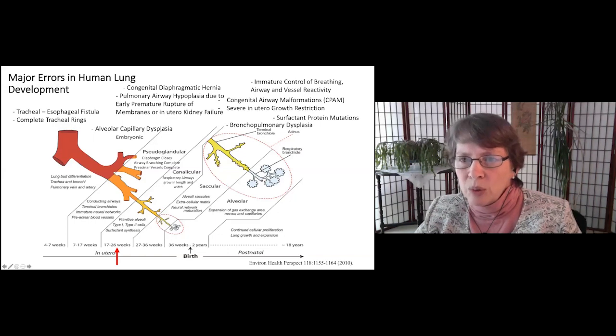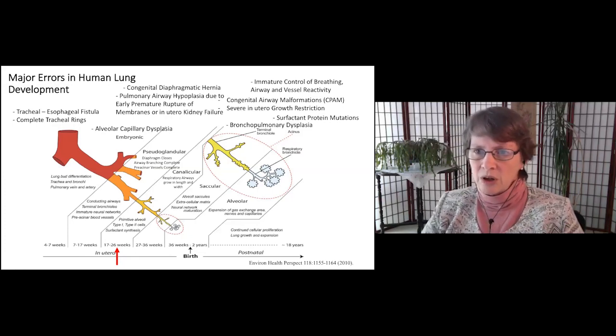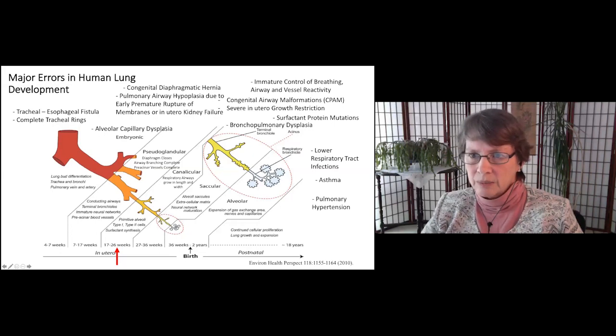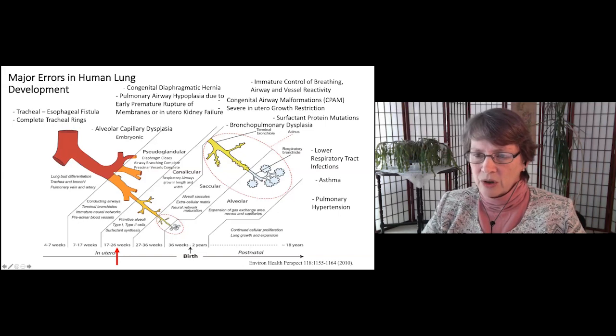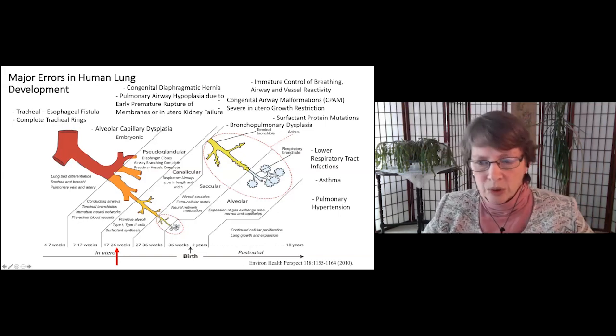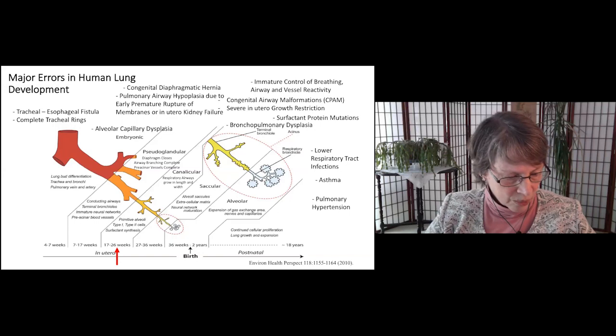We also have abnormal, immature control of breathing in those preterm infants. The neuroinnervation of the lung is something that we really don't understand well enough yet. In the preterm, we have abnormal airway and vessel reactivity that causes significant neonatal compromise. And of course, as we go into childhood and adulthood, we have complications of lower respiratory tract infections, asthma, and pulmonary hypertension, as examples.